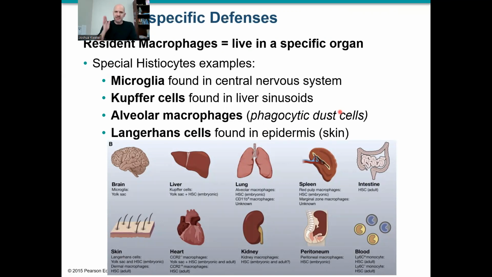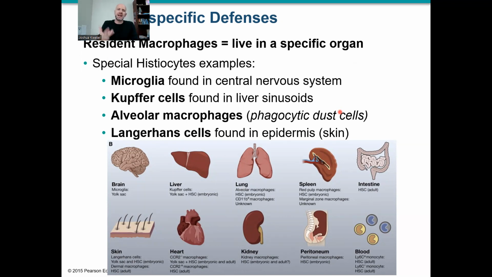Resident macrophages live in a specific tissue. A macrophage that lives in the brain, we call the microglia. A macrophage that lives in the liver, we call a Kupffer cell. A macrophage that lives in the lung, we call a dust cell or an alveolar macrophage. There are various others; the Langerhans cells are in the skin. We have other cells for the kidney and the peritoneum.